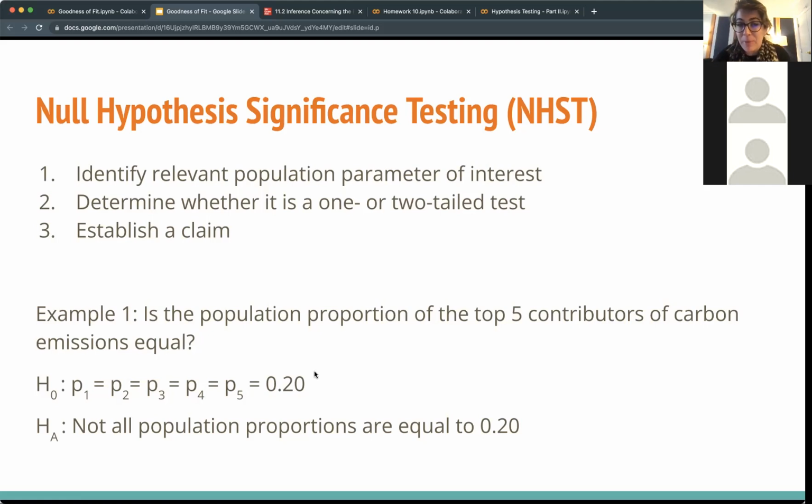So this is applying it in a slightly different way to say the proportion between the top 5 contributors are all equal to each other. And if we find evidence against this, we would need it to be extreme enough to reject the null hypothesis.